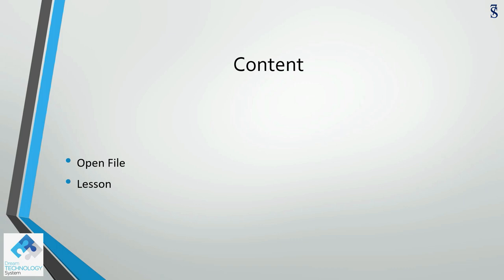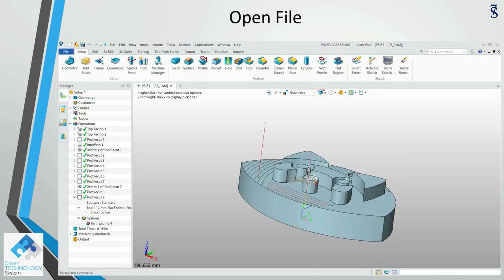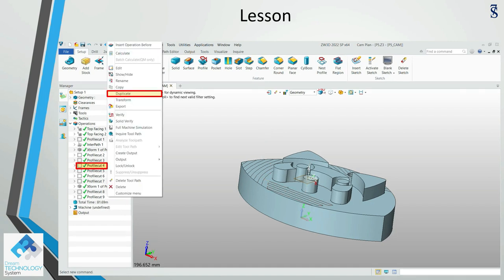As usual, we need to open the previous lesson file and continue what we're going to learn today. This is the result from the previous lesson. We have finished the chin area. Today we will cut the nose area. Similar method, we're going to use duplicate.